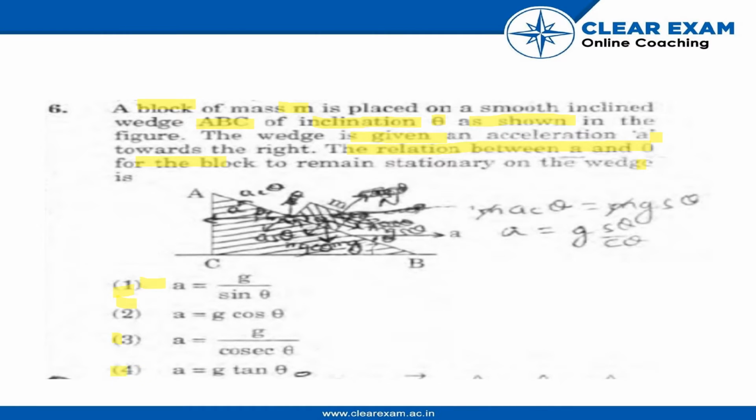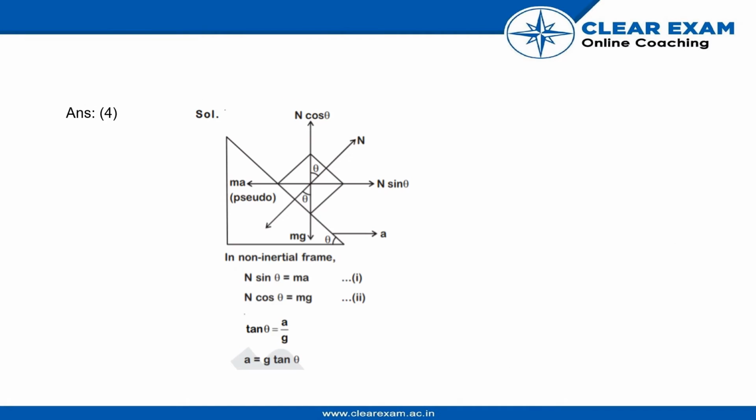So we have to find the relation between the acceleration that we have and the angle that we have to make for the block to remain stationary on the wedge, that is AB. Okay, let's take it, this is the wedge here. Suppose this is the point A, and the acceleration that we have is from this angle theta. So let's take this is a box here.